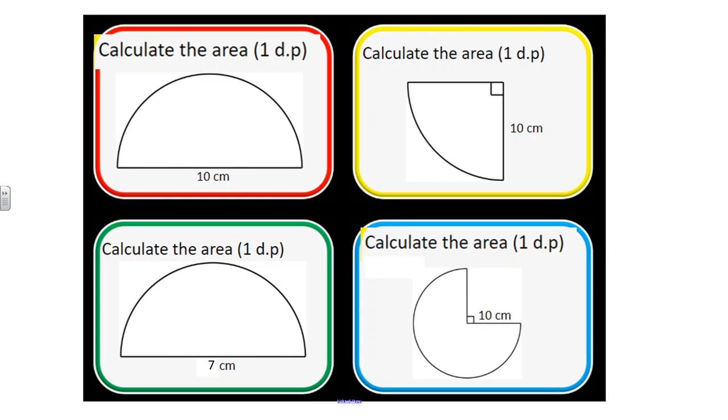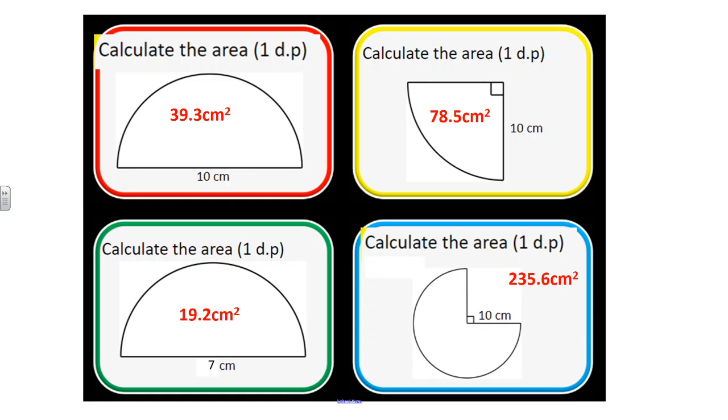Okay, here's 4 questions I'd like you to do, please. You've got 2 semicircles, a quarter of a circle, and this one is 3/4. So I didn't go through how to do this. However, you should be able to think about your previous questions and use that to help you with this one. So if you could pause it and have a go at these and press play when you're ready to check your answers.